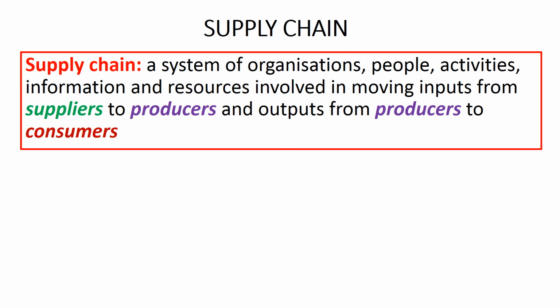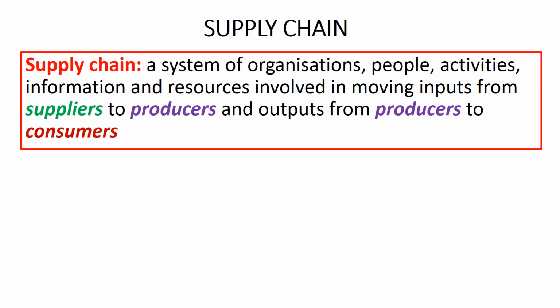A supply chain is a system of organizations, people, activities, information, and resources that are involved in moving inputs from suppliers to producers and outputs from producers to consumers. Look down the left-hand side of your vocabulary sheets, find the term supply chain and write this definition in there.